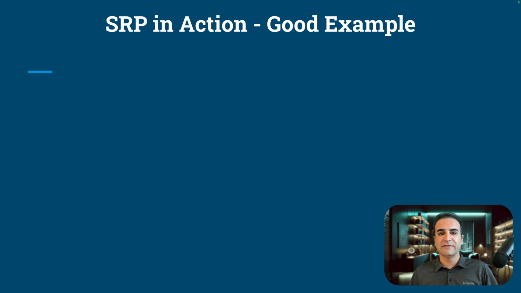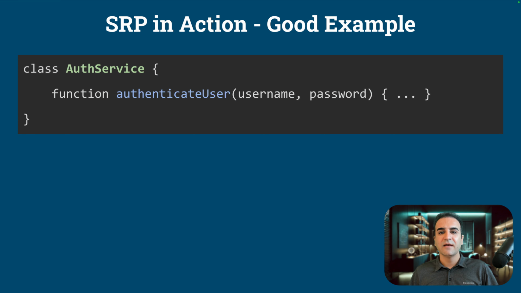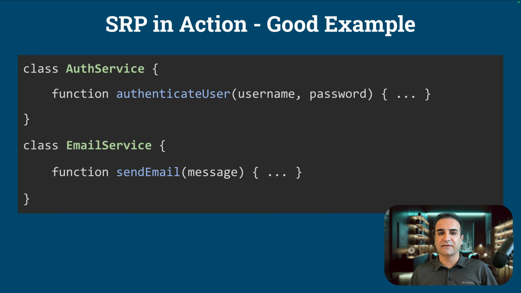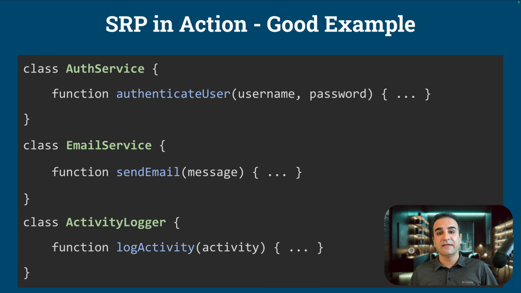First, let's introduce the auth service class. This class handles authentication, ensuring that the responsibility for user authentication is separate from other functionality. Next, we have the email service class. This one focuses solely on sending emails, isolating email-related tasks from authentication and logging. Finally, there's the activity logger class. Its only job is to log activities, keeping the responsibility for logging completely independent.